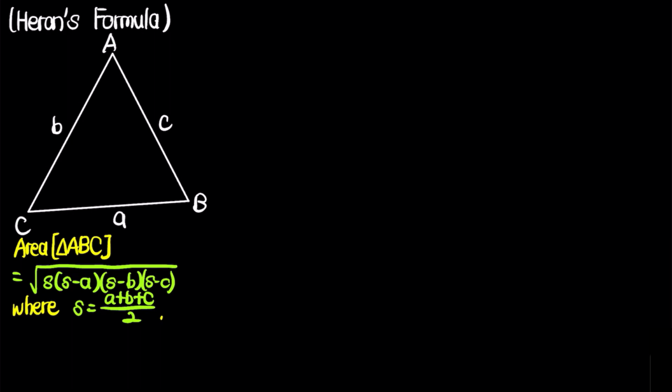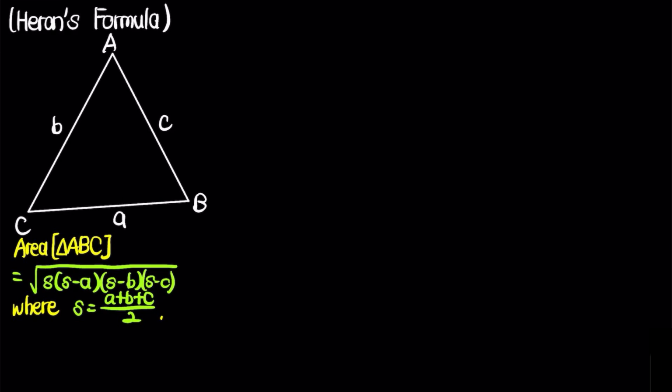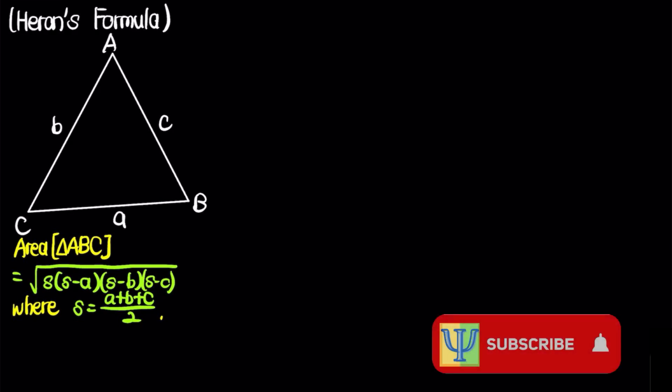Today, let's look at a well-known formula in geometry, which is called Heron's formula. This formula relates the area of the triangle to the side lengths of the triangle ABC. So the area of the triangle ABC is equal to the square root of s times (s minus a) times (s minus b) times (s minus c), where s is the semi-perimeter of the triangle, which is (a plus b plus c) over 2.